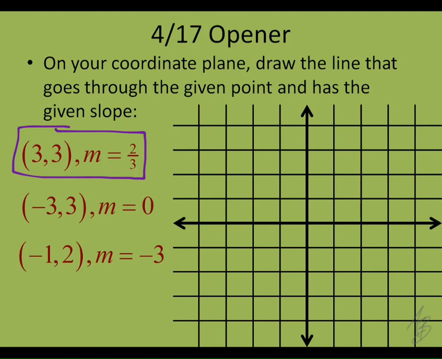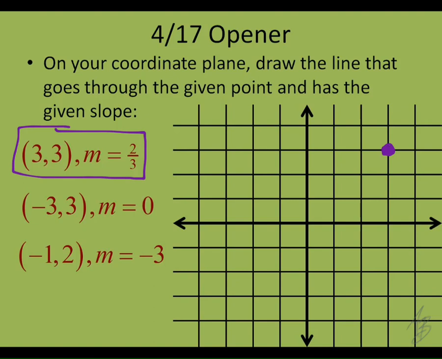So Tatiana, where is the point 3,3? Well, you go 3 to the right, and then go up 3. Yeah, up 3. So we start at the origin, we go right 3, and we go up 3, and we get the point 3,3.